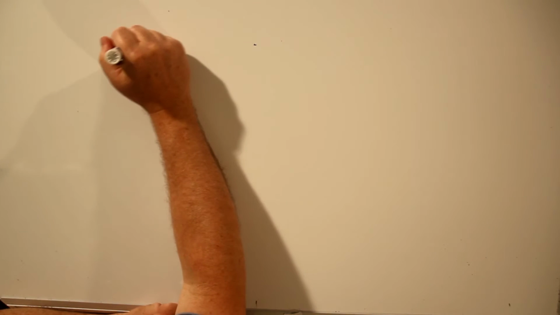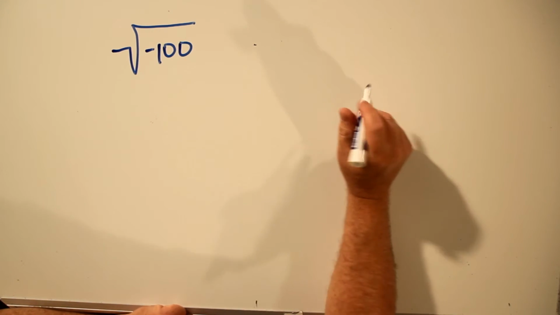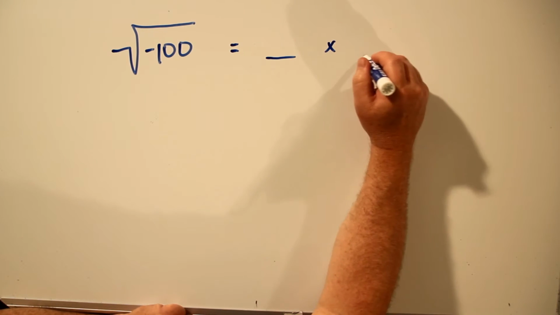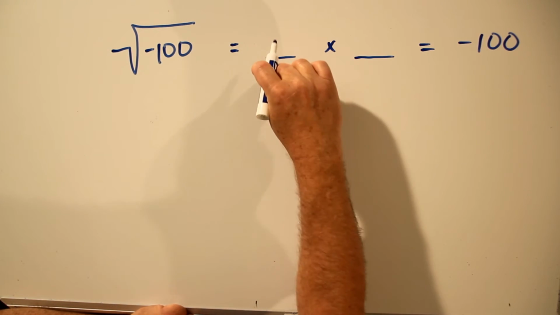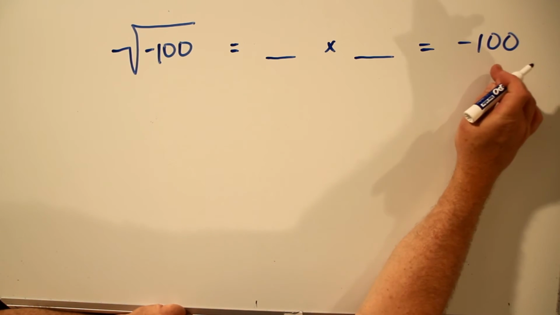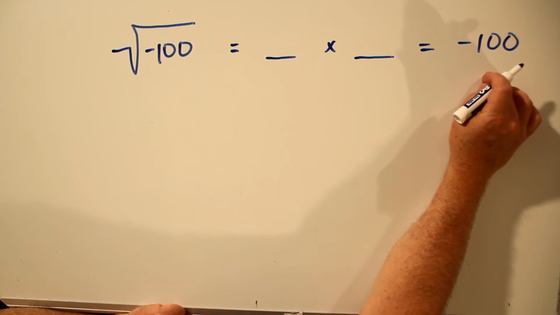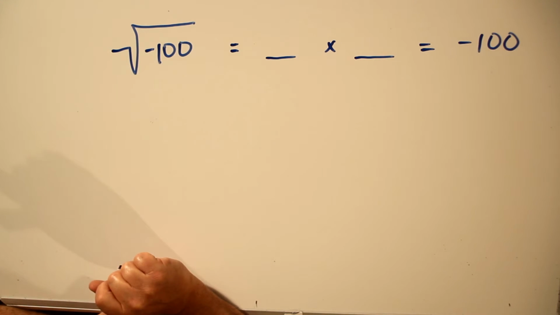One more thing that I will show you about square roots. What if we wanted to take the square root of a negative number? The square root of negative 100 is like saying, what two numbers can we multiply together that will give us a negative 100? Well, we know that a positive times a positive number will give us a positive number. And we know that a negative times a negative number will give us a positive number. There aren't any real numbers that multiplied together will give a negative number.